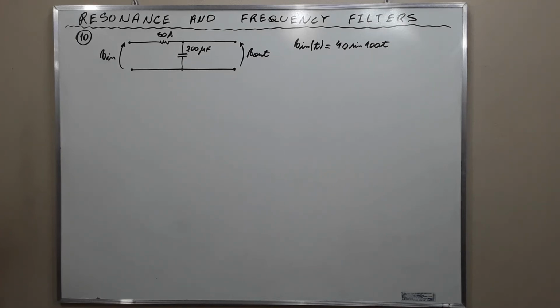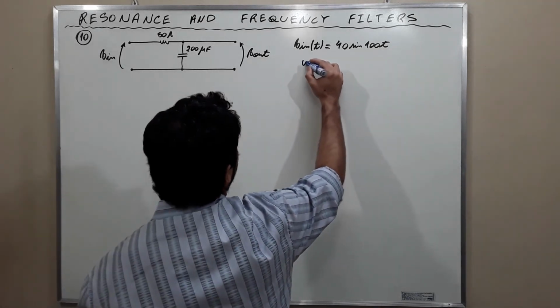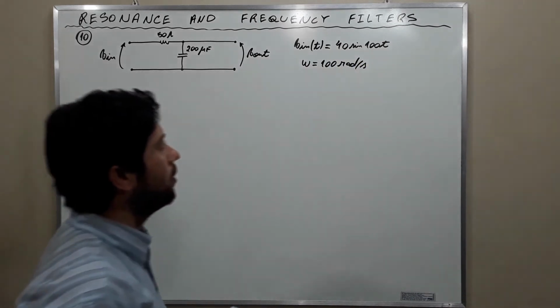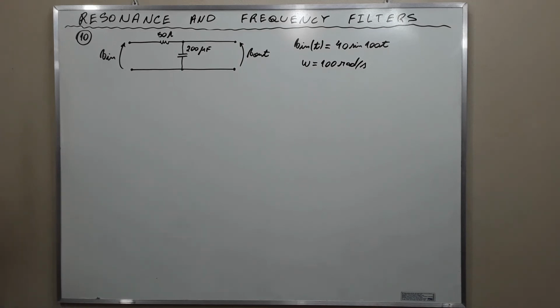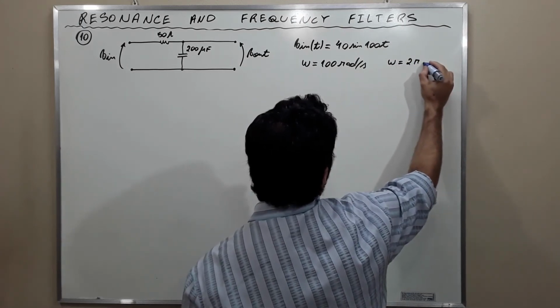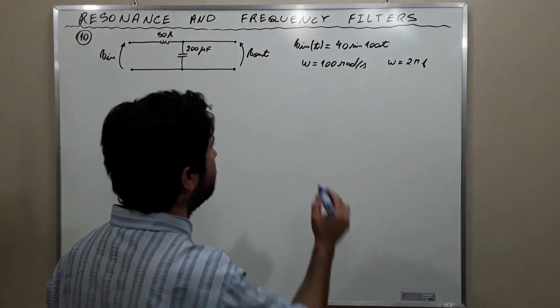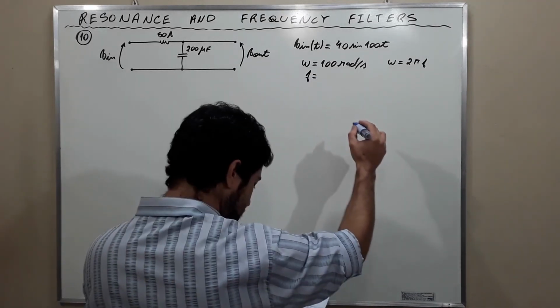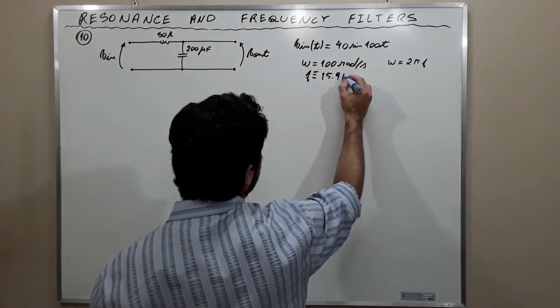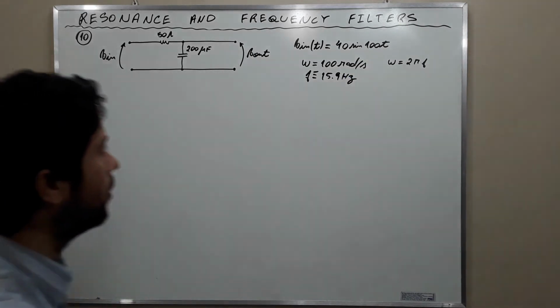The frequency of the input signal: the angular frequency or the angular velocity is 100 radians per second, and since W is equal to 2 times pi times F, the frequency in hertz is approximately equal to 15.9 hertz. Okay?